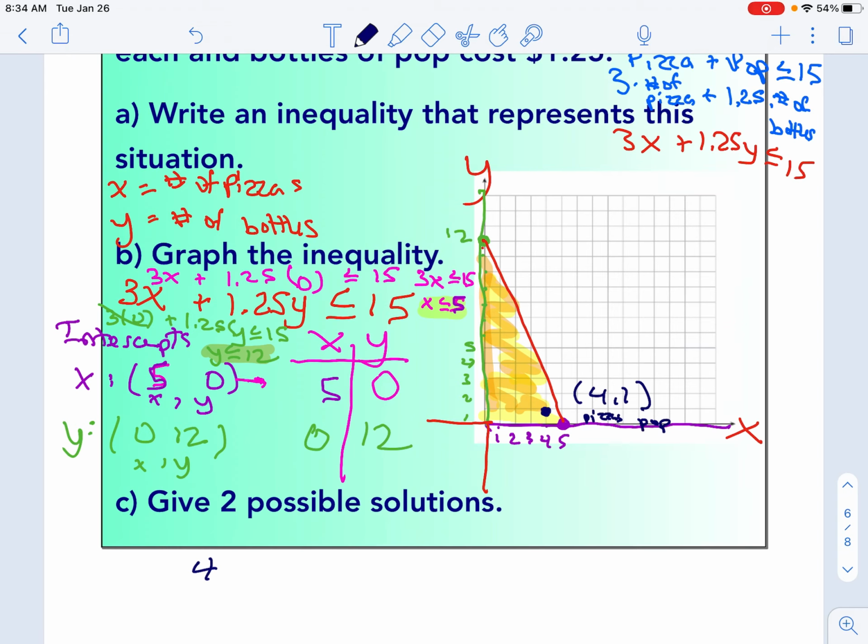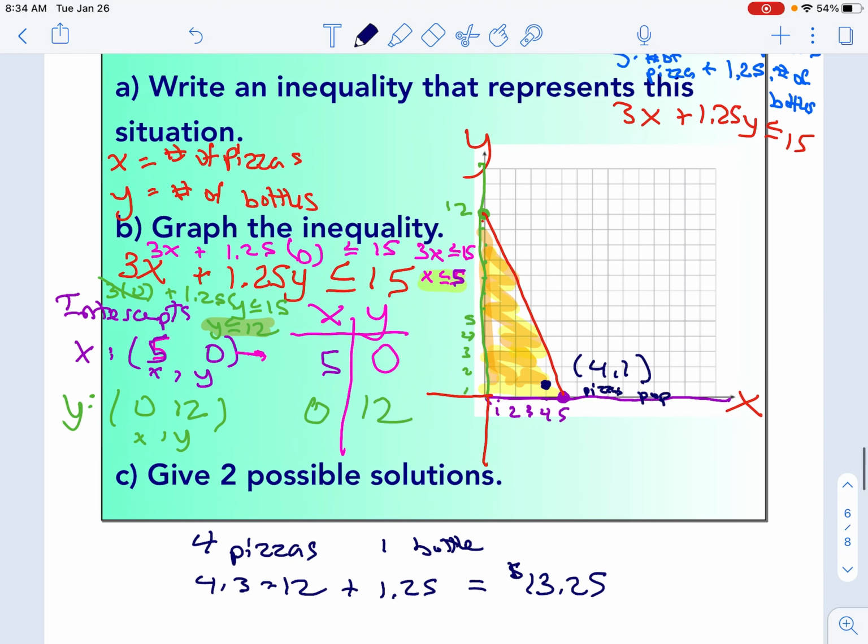And so think about it. If I buy 4 pizzas, that would be 4 times 3, $12. And I add that with 1 bottle of pop, which is adding another $1.25, that's going to give me a value of $13.25. So you can see that's less than 15. So that's one combination I can use. So one possible combination is 4, 1. Another possible combination would be anywhere else.